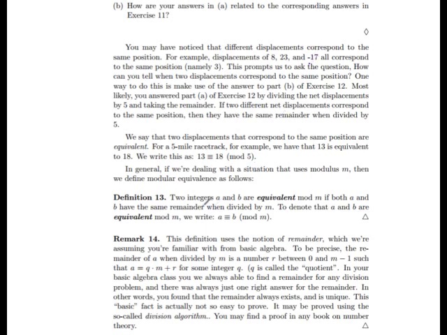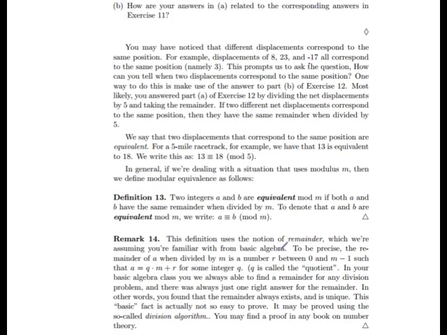Okay, so we say two integers a and b are equivalent mod m if both a and b have the same remainder when divided by m. So these are examples, all of which have the same remainder when divided by 5. So we say that 8 and 23 are equivalent mod 5, 23 and minus 17 are equivalent mod 5. In fact, all these numbers are equivalent mod 5.